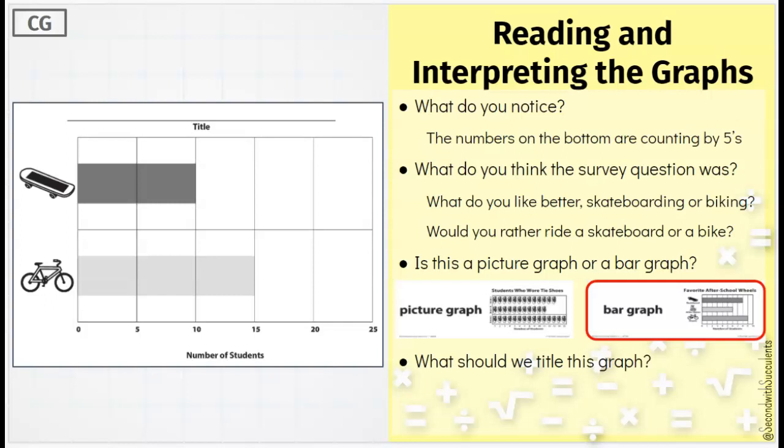What should we title this graph? Remember, our survey question is what do you like better, skateboarding or biking? Or what would you rather ride, a skateboard or a bike? What would be a good title? Now you may have had some different ideas. Maybe you were thinking, well, this could be a favorite activity. Or maybe your favorite wheels. Either one will work. Let's move on to answering a few more questions about our data using our whiteboards.